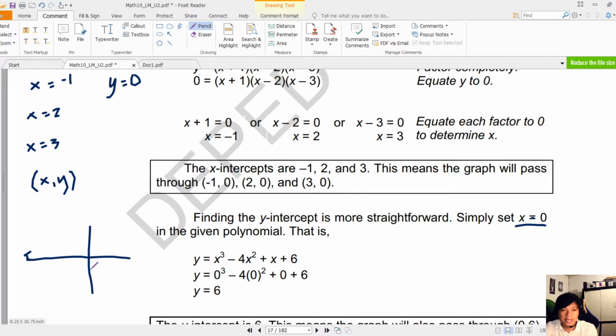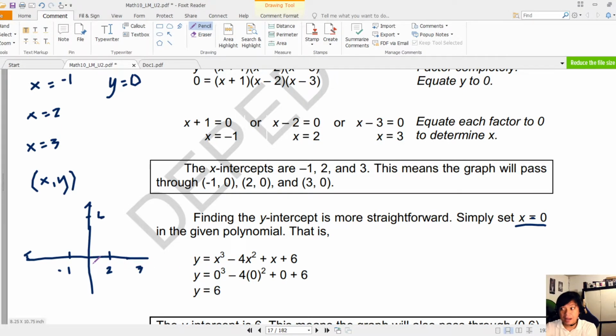Negative, ano ba yung pinakamaliit na natin, na point? Negative 1. So, negative 1 dito, palagay natin na nandito yung 2, palagay natin dito yung 3. Tapos, ang y-intercept natin is 6, dito 6. So, ibig sabihin, ito yung mga dadaanan ng graph.